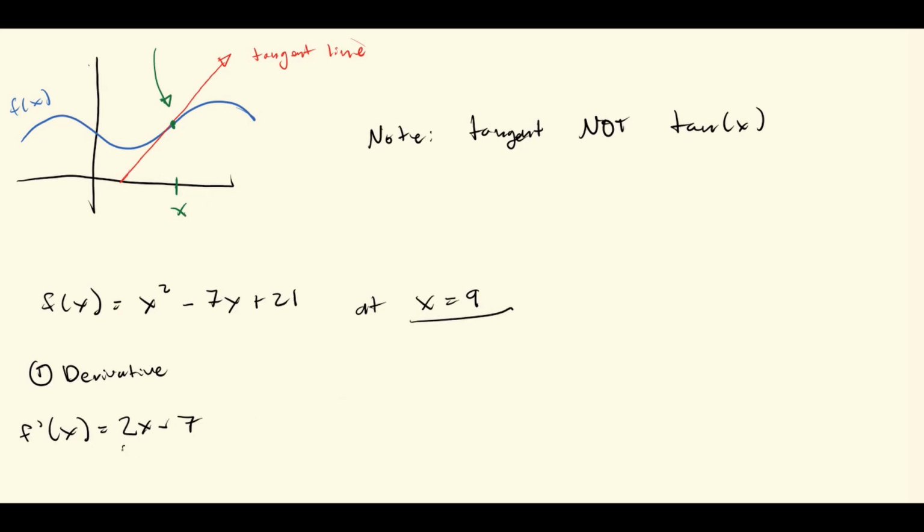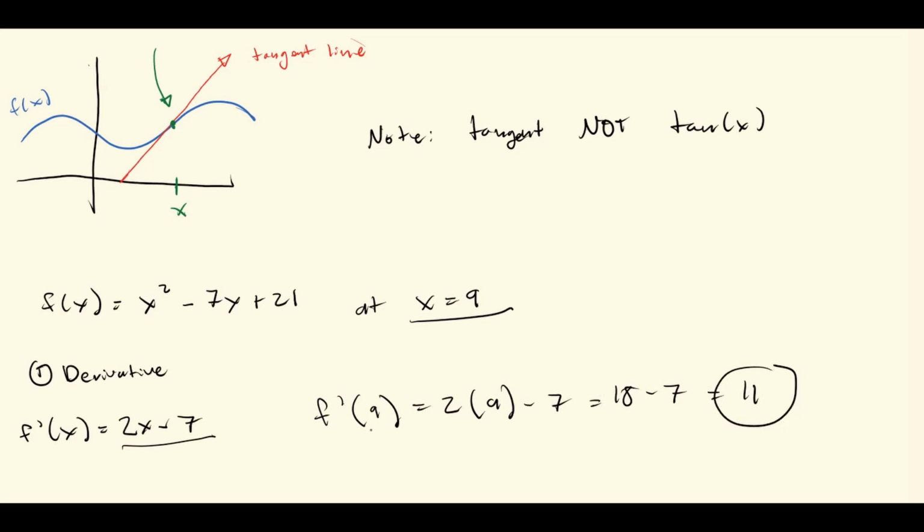So here we found a derivative. That is not the slope, but it helps us find the slope, because if we plug 9 into the derivative, then we get 18 minus 7, which is equal to 11. And this is the slope at the point x is equal to 9. So we got our slope.